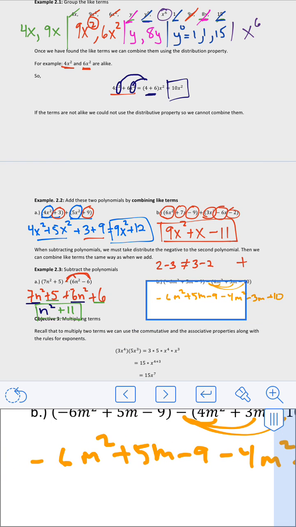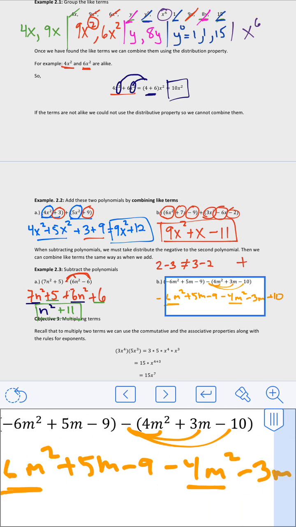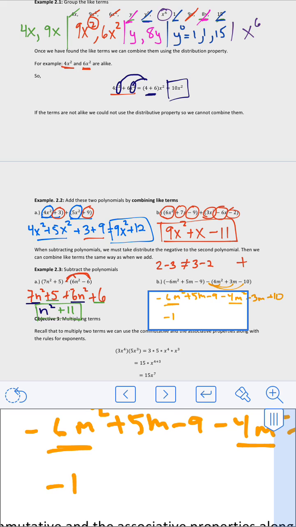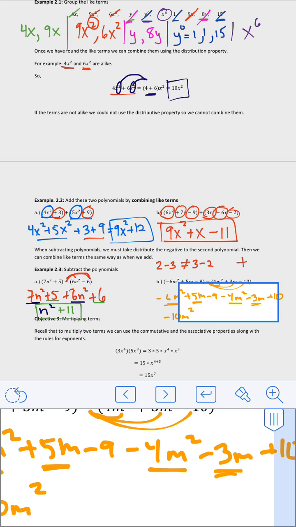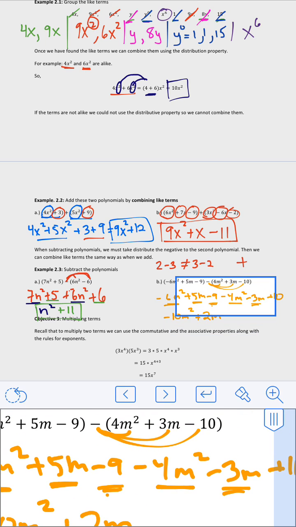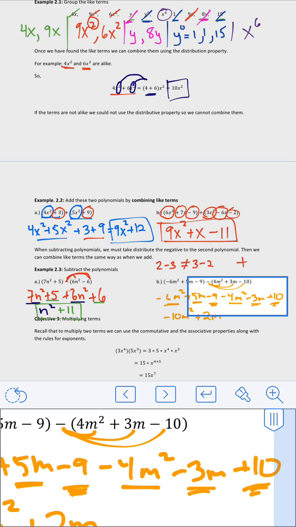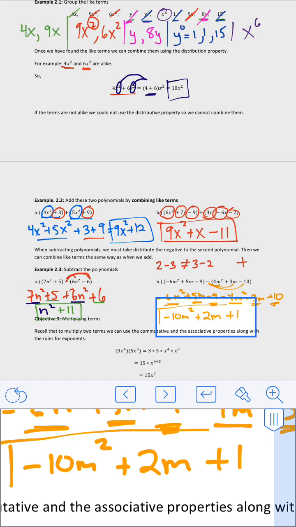Now I combine some like terms. These two are alike. Those two are alike. So negative 6m squared minus 4m squared would be negative 10m squared. m and m are alike. But 5m minus negative 3m, no, it would be positive 2m. And then last but not least, I have negative 9 and the constant positive 10, so plus 1. And that is the trinomial you should have gotten when you subtracted them.